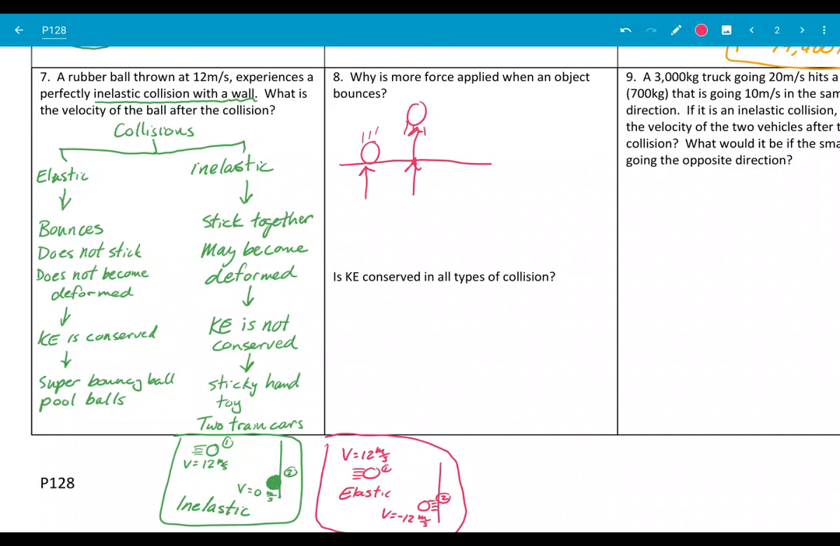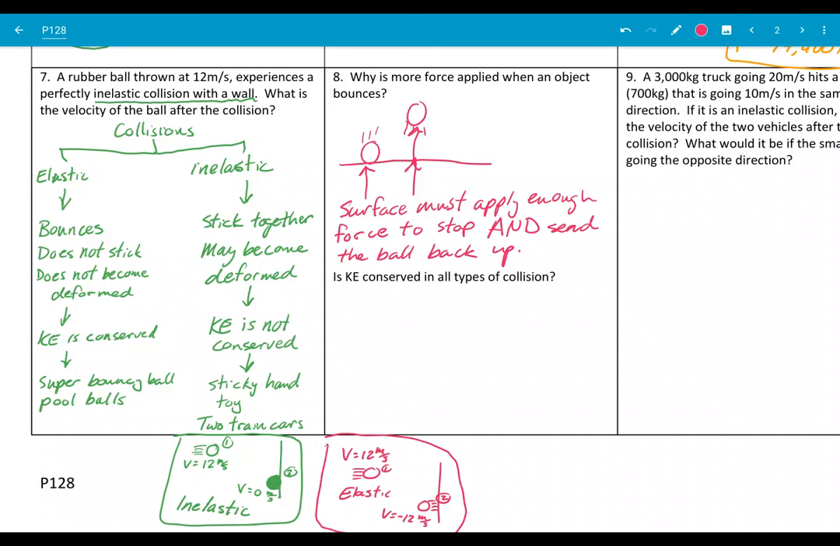Whereas if it just hit the ground and stopped, then the ground only has to apply the force to stop it. So we could say the surface must apply enough force to stop and send the ball back up.